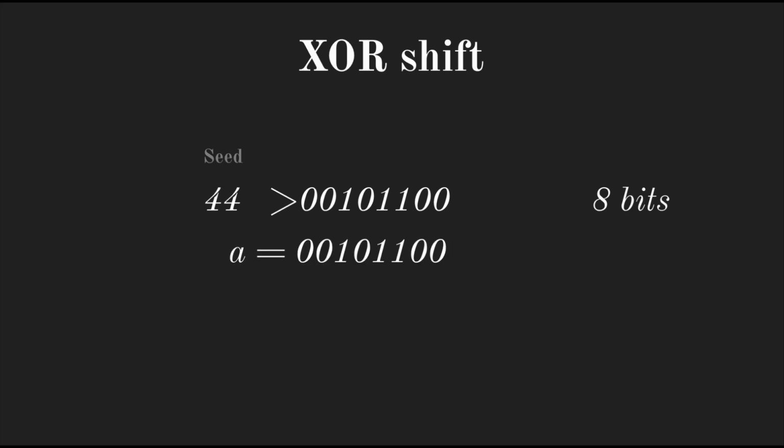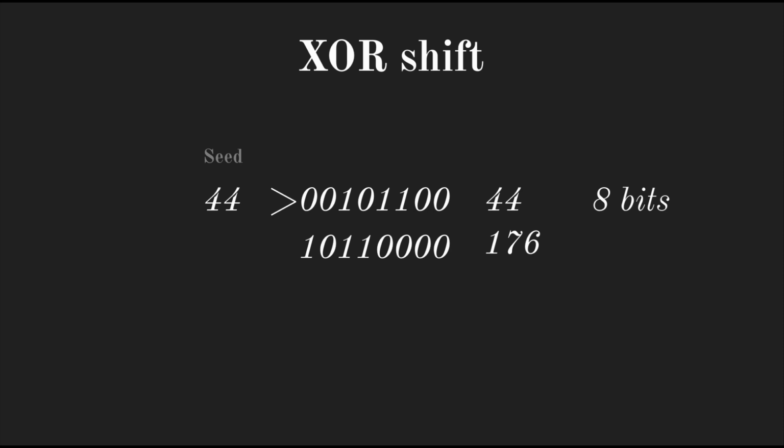So now we make an identical copy of our starting number. Let's call it A. And then we shift A, let's say 2 bits over to the left, which multiplies it by 4. And then we need to add the extra zeros and chop the ones on the left. And in this case we get 176, which is pretty random.